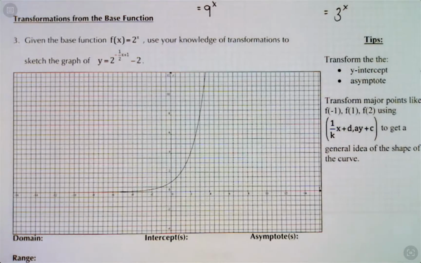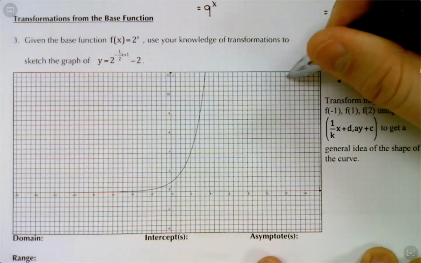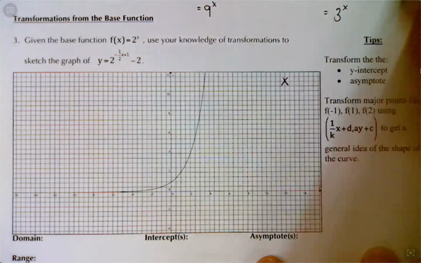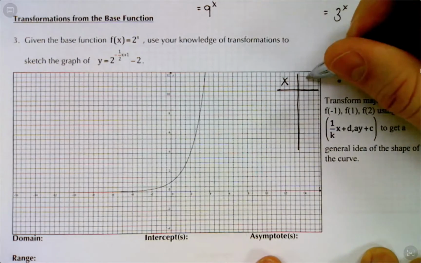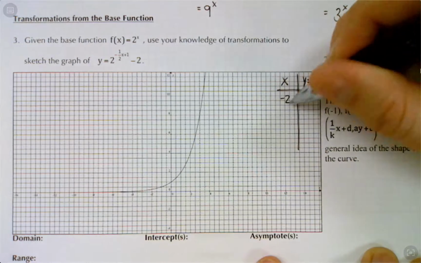Given the base function f of x equals 2 to the exponent x, use your knowledge of transformations to sketch the graph y equals 2 to the exponent -1/2 x plus 1 minus 2. Now, in order to do that, we need a couple things. We need a parent function table. We have a graph here, so we could pick points off the graph, or we could remember what the parent function is. I'm just going to write it up here. The parent function, don't worry, we don't need this part of the graph, is 2 to the exponent x, and we'd use our standard x values.